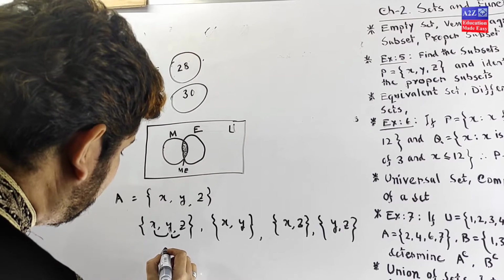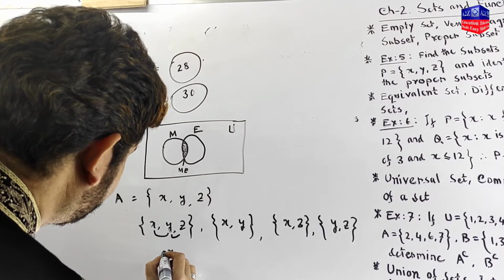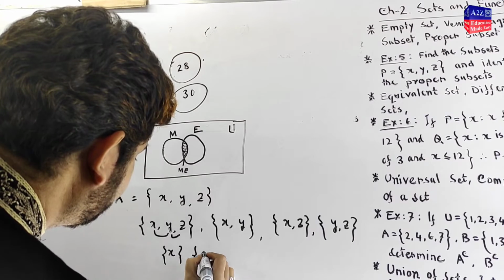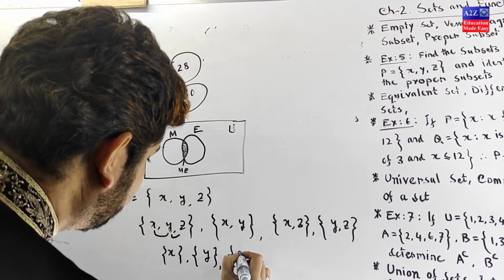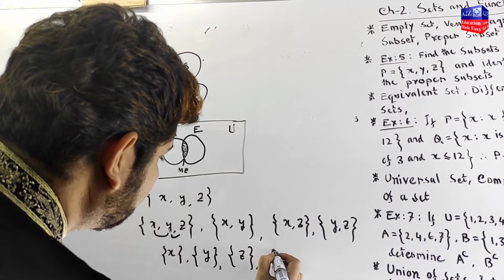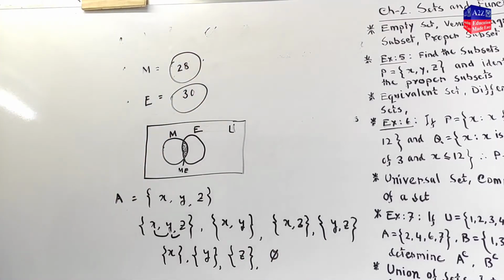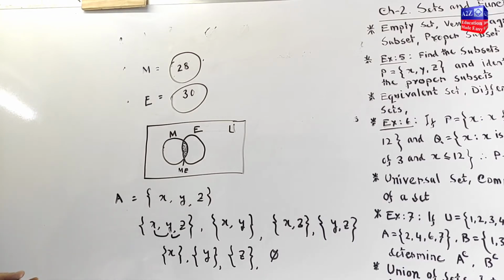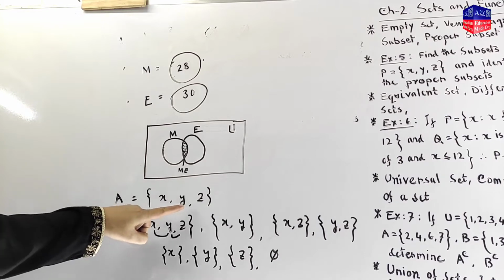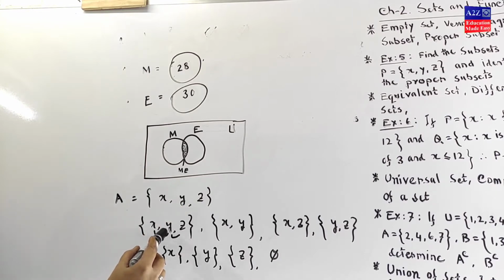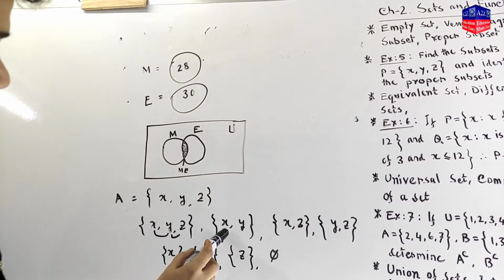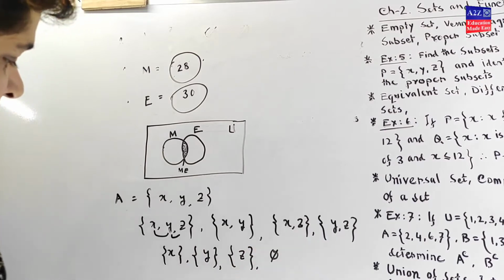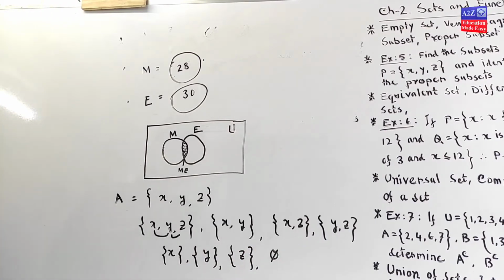And each and every element can form a set itself. Let's say X itself, Y itself, Z itself, and finally empty. All these are the subsets of original set A. You know the original set X, Y, Z, and in the subset, X, Y, Z itself is a subset of A. And all other subsets X, Y, X, Z, Y, Z, X, Y, Z and empty, all these are subsets of the original set A.